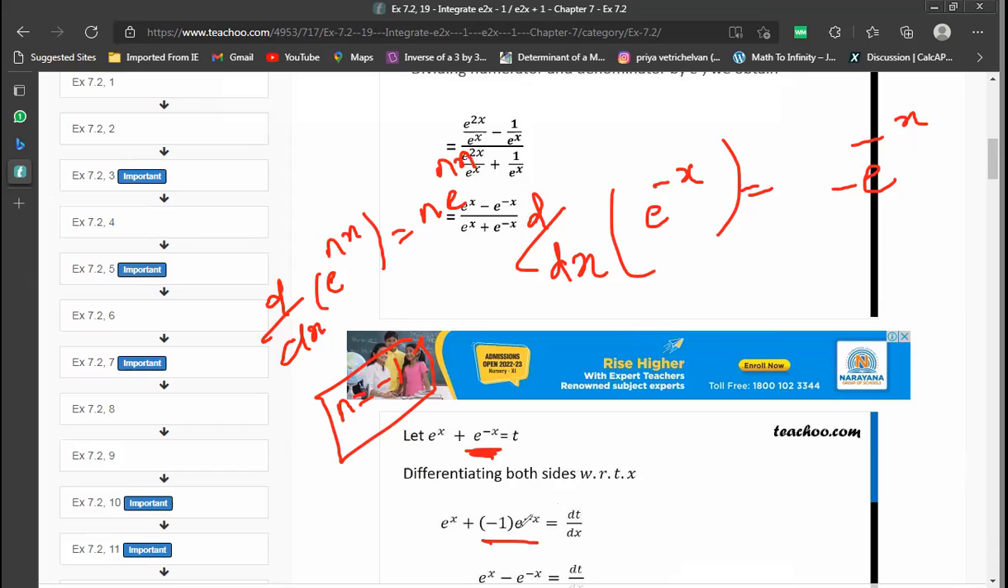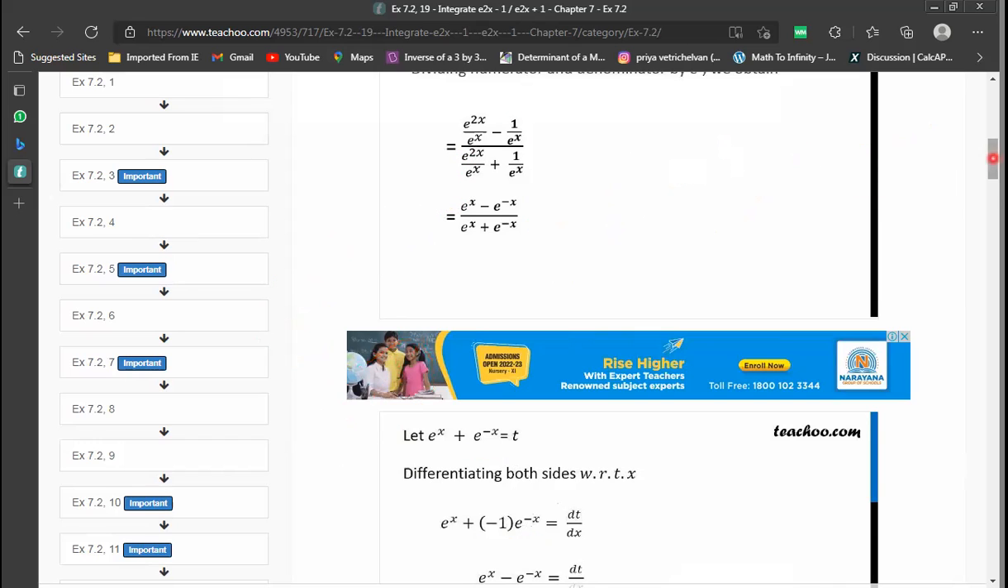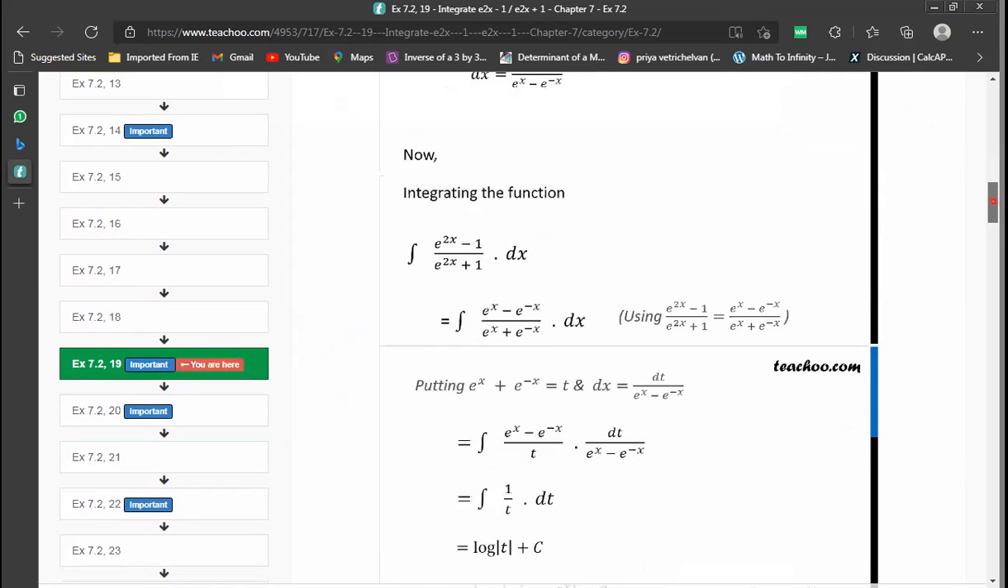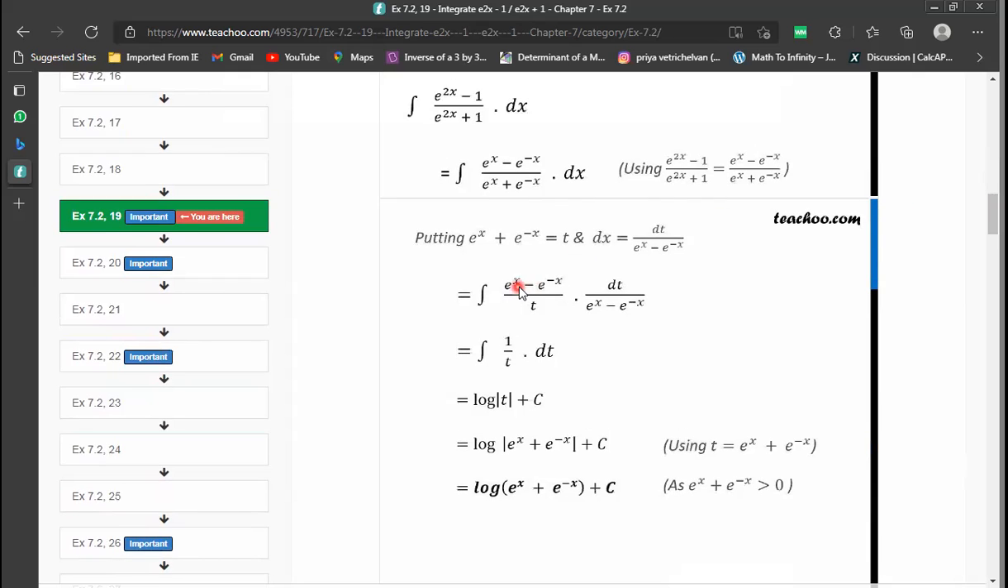So the differentiation of e power x plus e power minus x is e power x minus e power minus x, equal to dt by dx. So dx can be written like this. Now we have to change the question in terms of t. We write e power x minus e power minus x as it is. We have assumed the denominator e power x plus e power minus x as t, so replace this with t. And what is dx? Dx is dt upon e power x minus e power minus x.